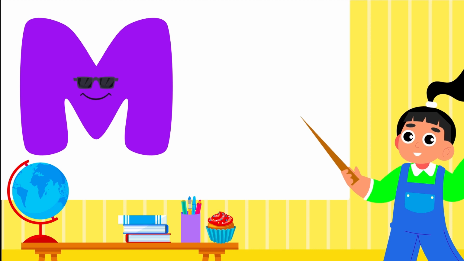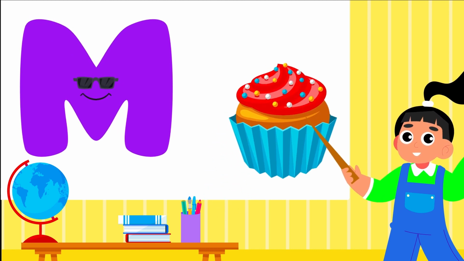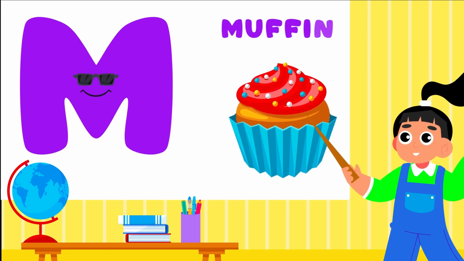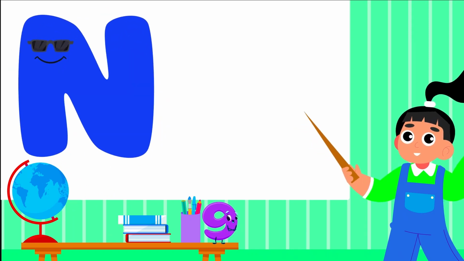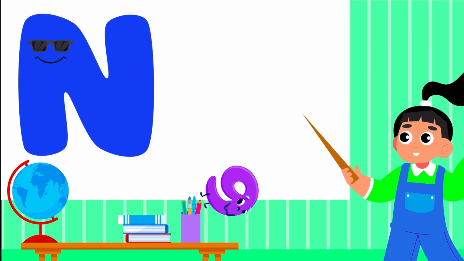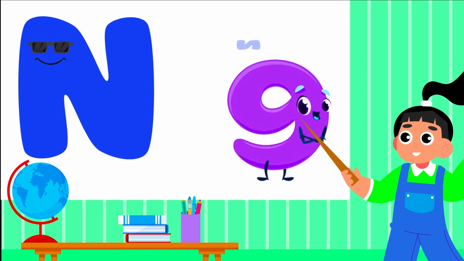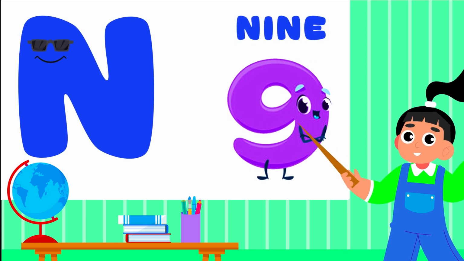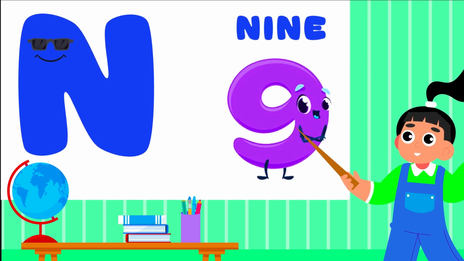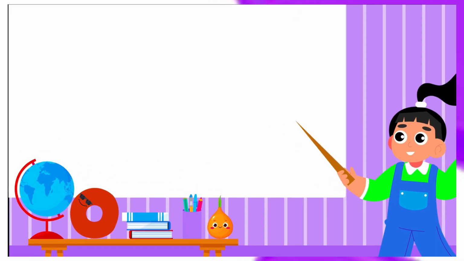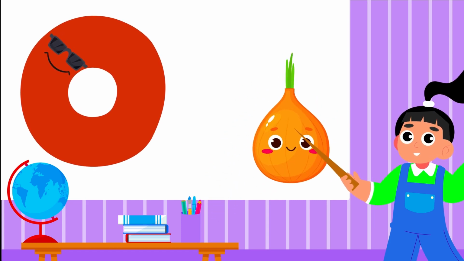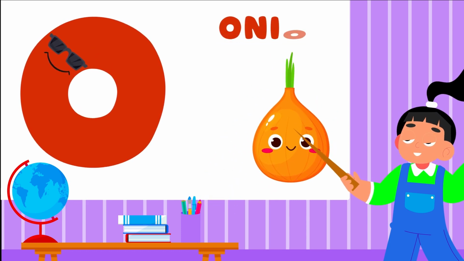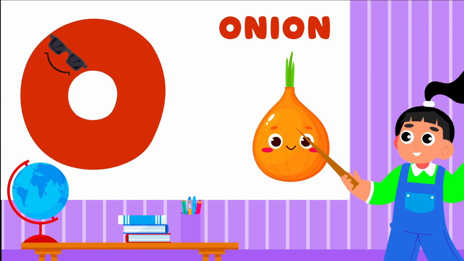M. Muffin. M is for muffin. N. Nine. N is for nine. O. Onion. O is for onion.